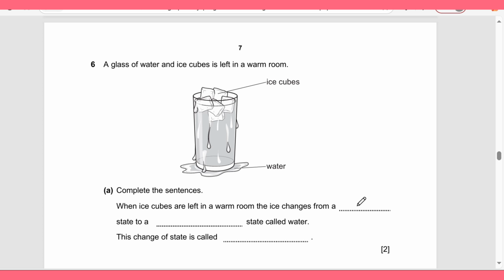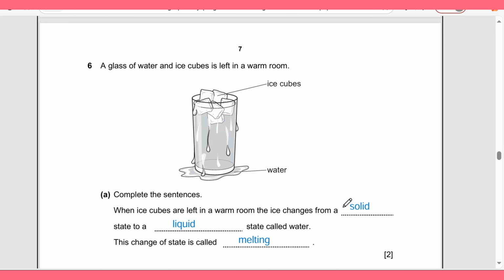Okay, you have to fill 3 slots in this space. 3 answers in the 3 slots. Alright, let's check out the answer. So guys, a change from solid, ice cube is solid, to liquid state, this process is called melting.